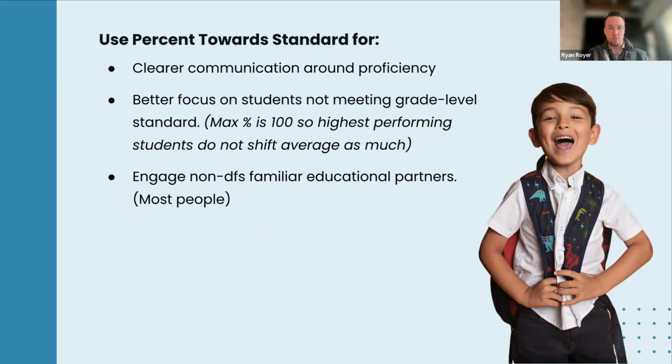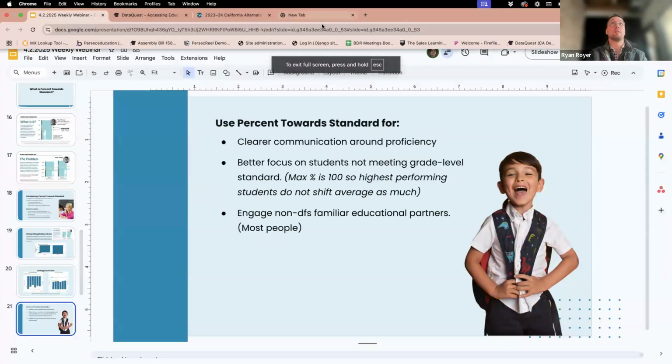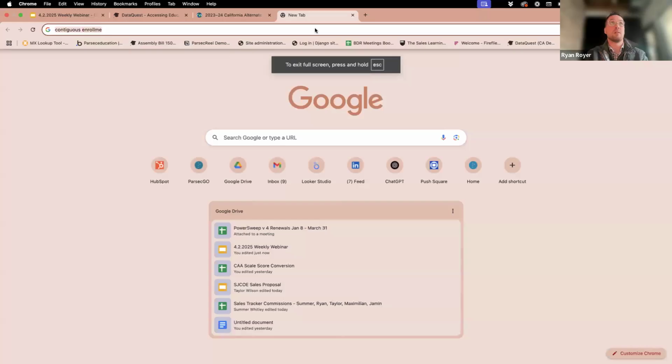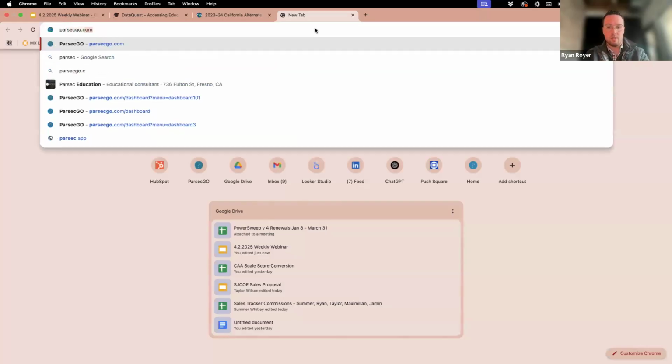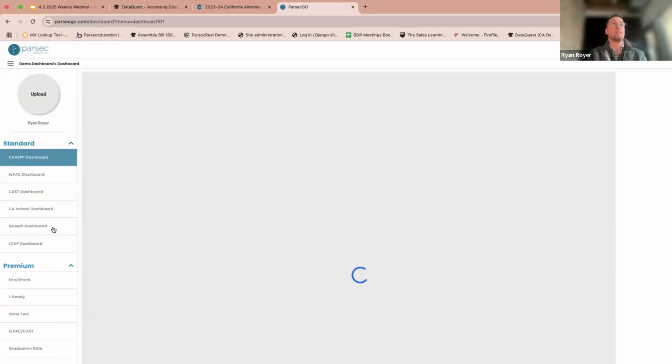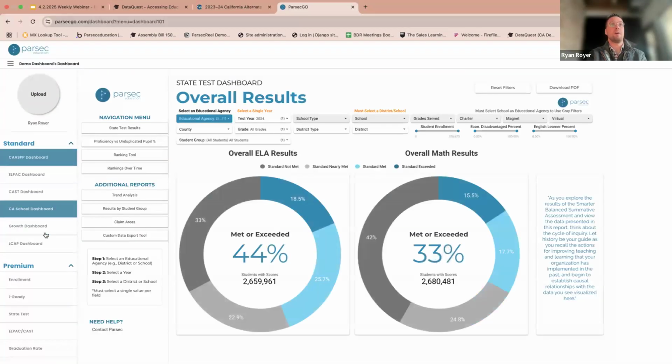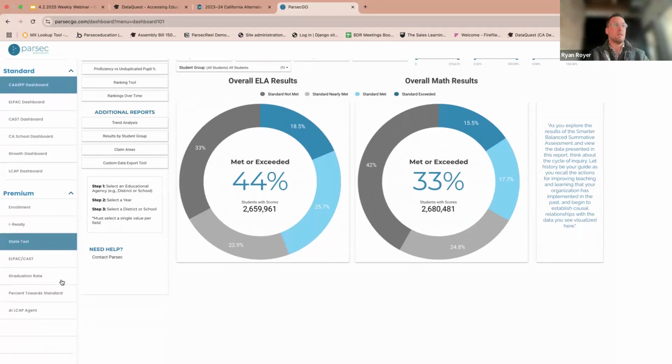And where it's at in your dashboards, I'm going to show you real quick. Let me go to parsecgo.com. And this is the standard is the publicly available research file data. We have this LCAP dashboard that pulls in all the data for all the LCAPs in the state of California, which is pretty cool. And then we're working on an AI LCAP agent.